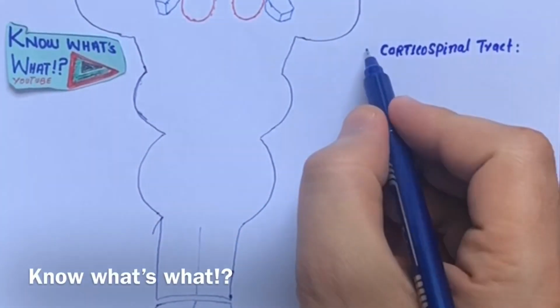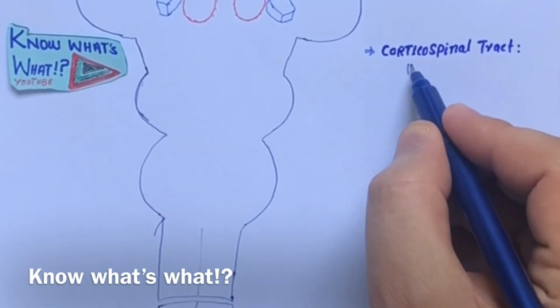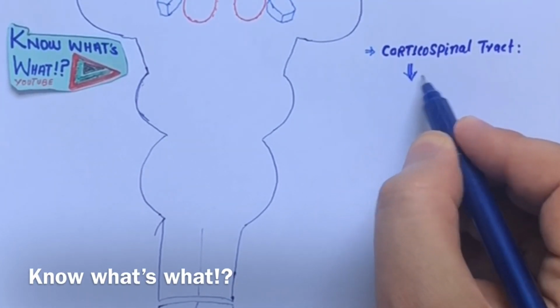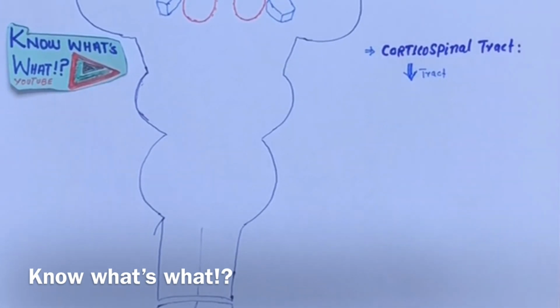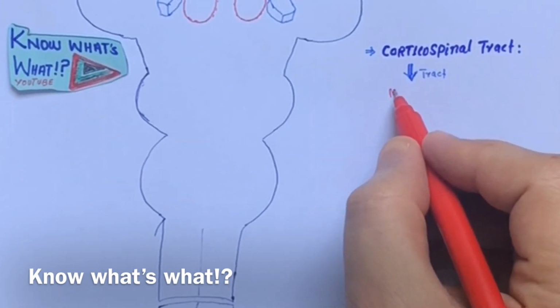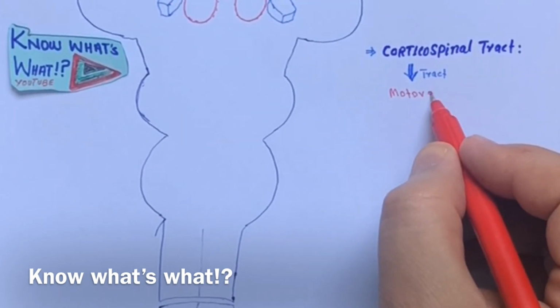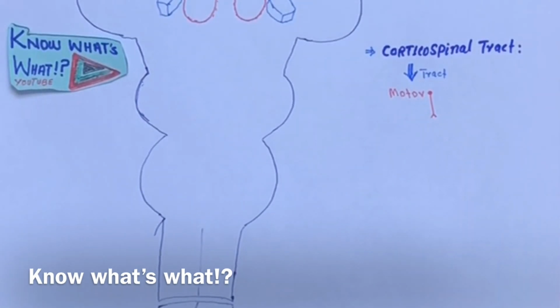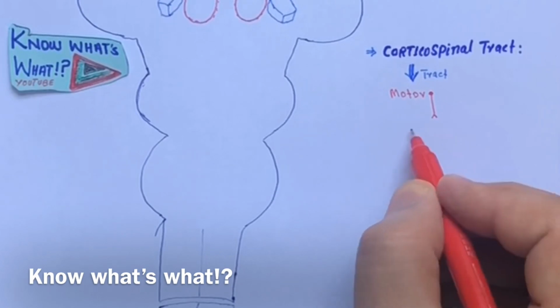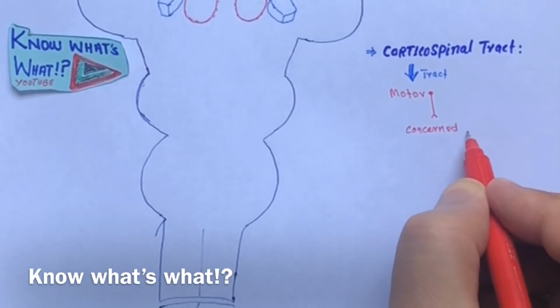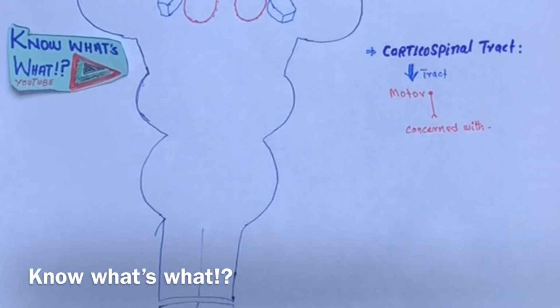Hi, in this video we are going to look at the corticospinal tract. Cortico means cortex, spinal, the spinal cord. So it's coming from the cortex down to the spinal cord. That makes it a descending tract. And the fibers in it are the motor fibers, and they're concerned with movement.